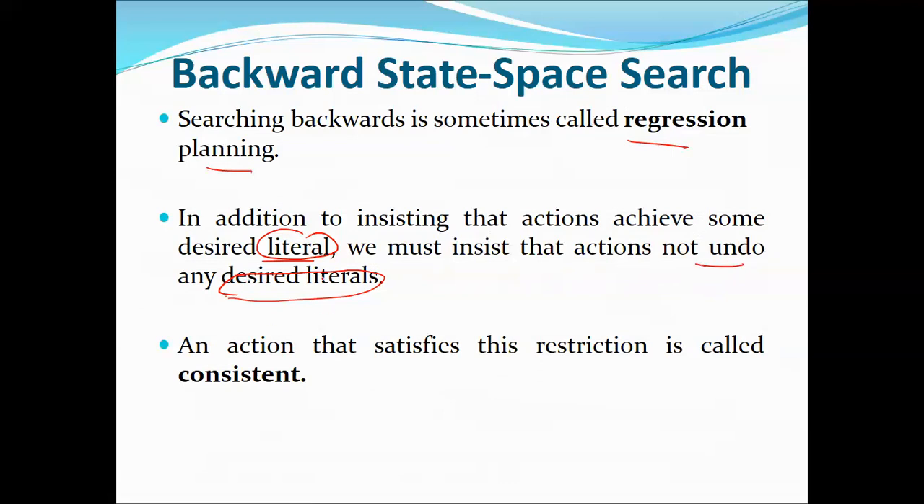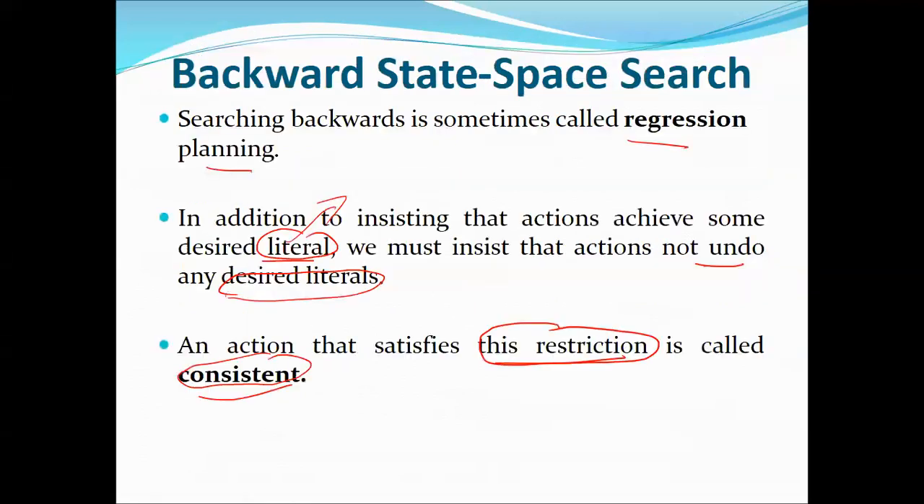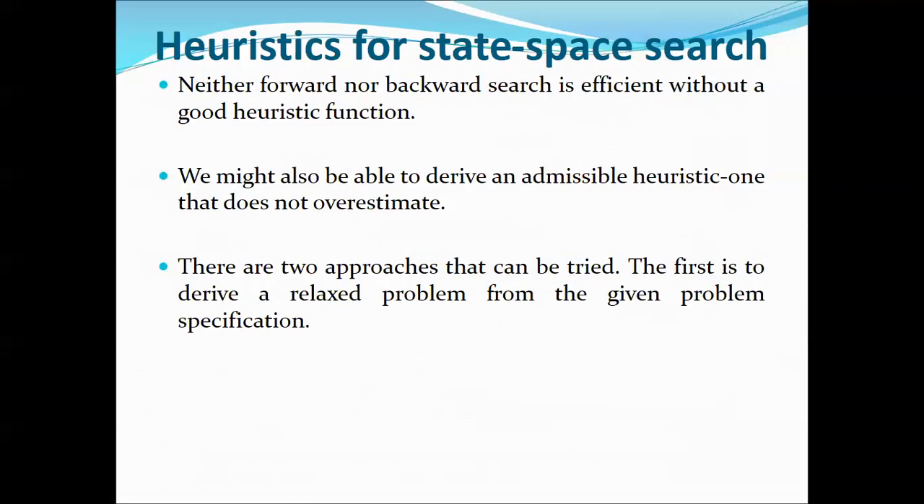Okay. So ensuring this is called being consistent. An action that satisfies this restriction. Which restriction? The restriction of ensuring that desired literals are achieved and none of the desired literals are undone. That is what is called being consistent. Okay. So backward state space search should be consistent. Right. So this is in brief about backward state space search.